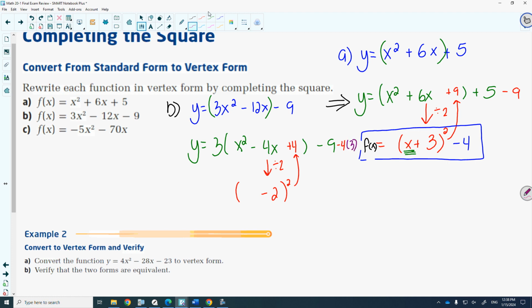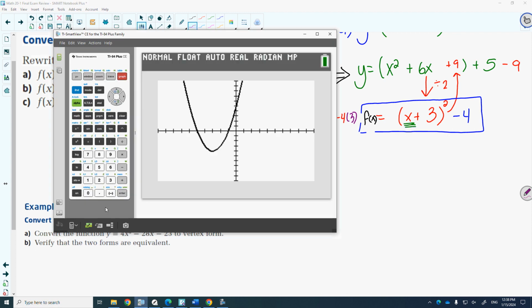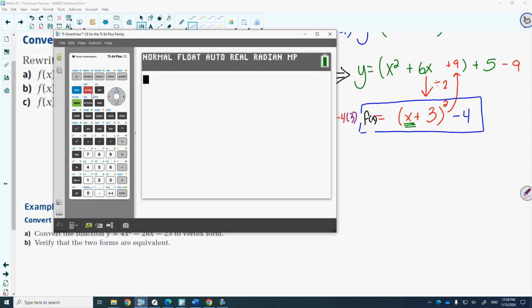Yeah. So when we subtract, if we factor out an a value, we have to take care of that over here. So y is equal to 3. So there's my a value. The a value is the same. Graph opens up. Now I've got my p value, and this will give me my q value. So q value is negative 9 minus 4 times 3, negative 21.